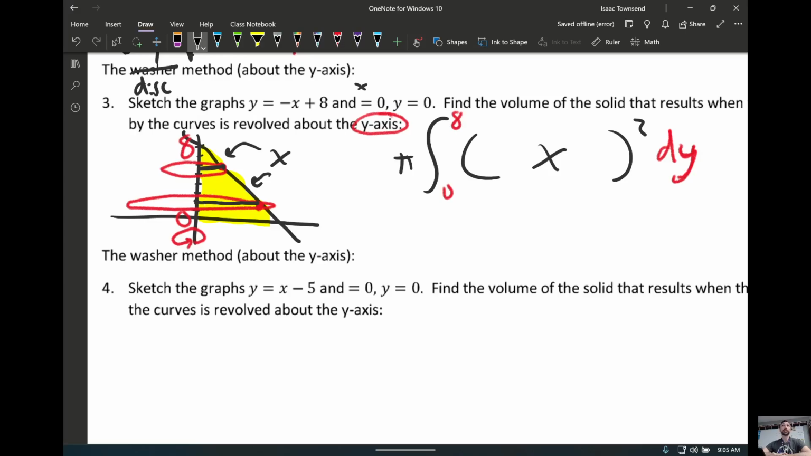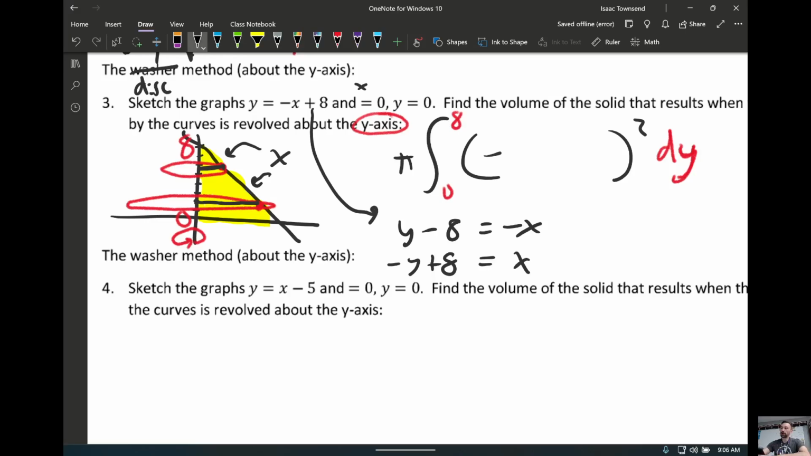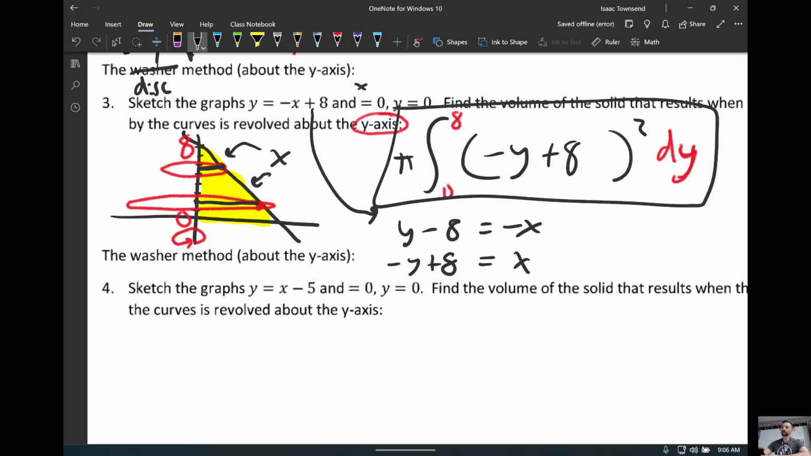So r is x, but we need x in terms of y. So you're going to have to take this equation and solve it for x. X is the same thing as negative y plus 8. So again, pi r squared every single time, dx, x values, dy, y values, but you need to force yourself to be extra careful. Use your picture. You need to put eyes on your radius before you start making a guess about what you think the radius is.